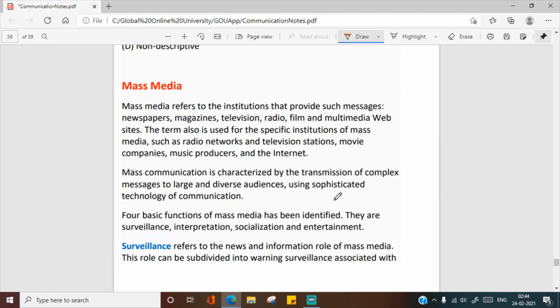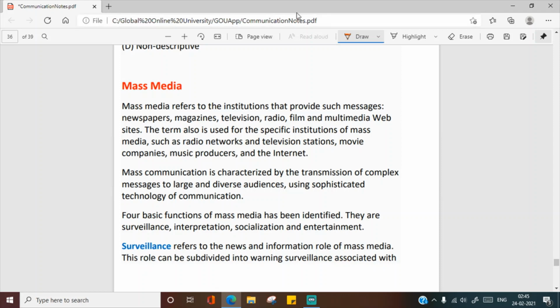The last and final topic is mass media and society. What is mass media? Mass media refers to institutions that provide such messages. Which messages? Institutions which provide newspapers, magazines, television, radio, film and multimedia websites.